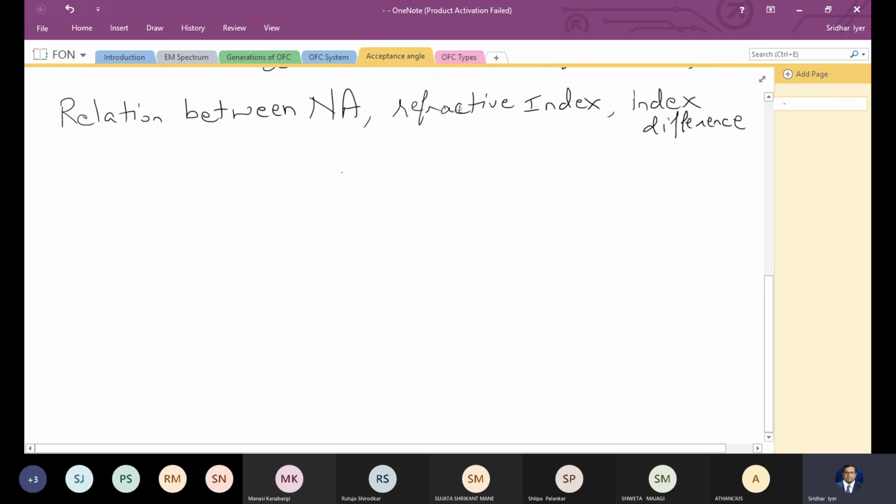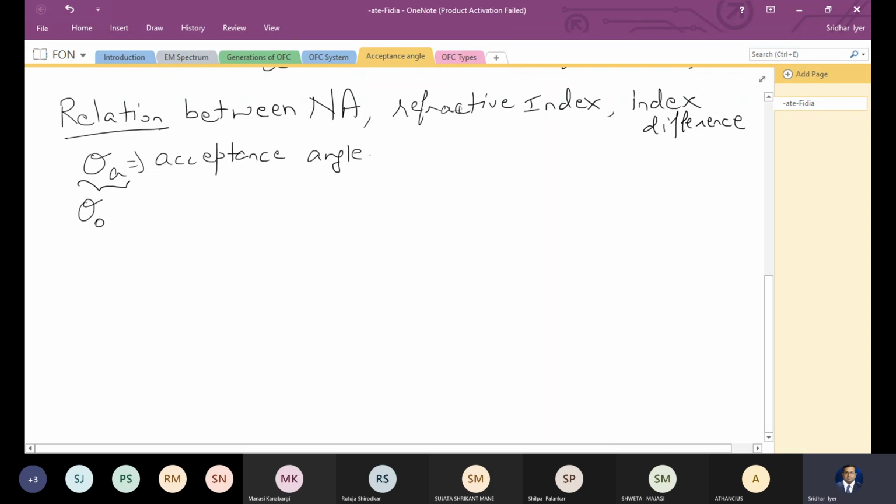Okay, so I'll tell you what this index difference is. And all of this should be related to theta A, which is known as the acceptance angle. I must let you know that this theta A is written as theta naught in your book by John Senior. So they are one and the same.